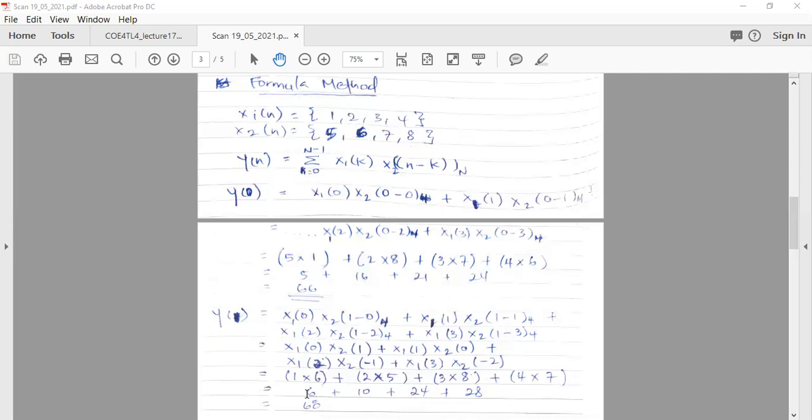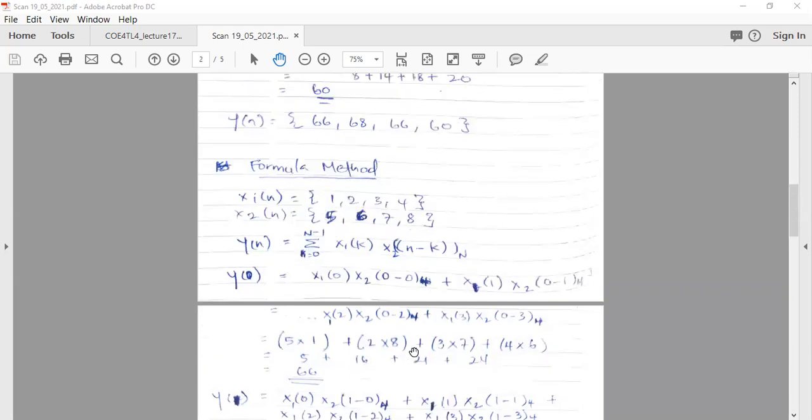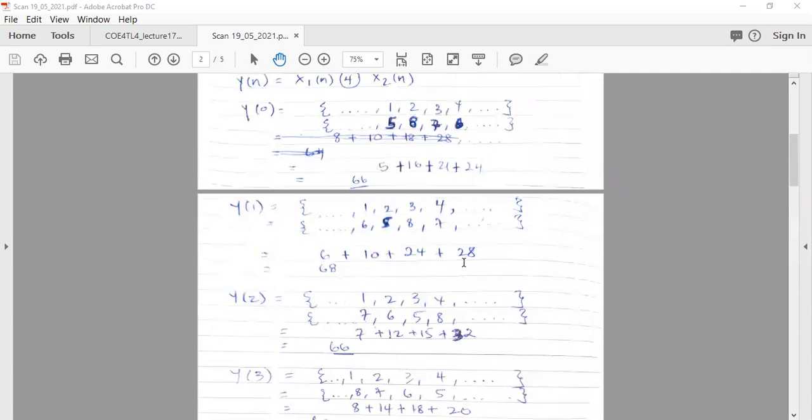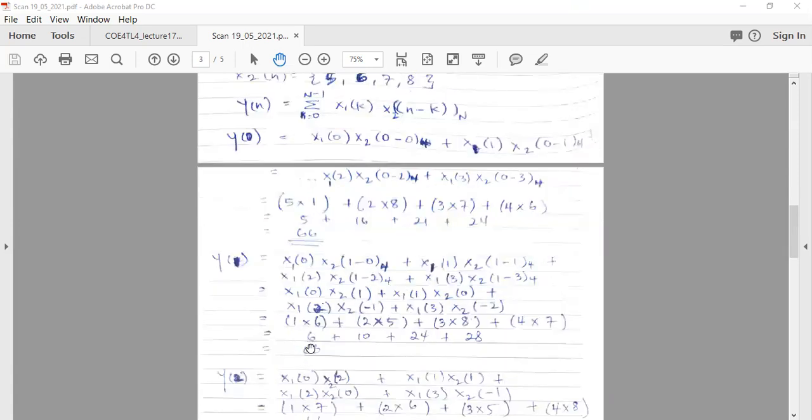Now, referring back to the graph method, what do we have? 6 plus 10 plus 24 plus 28, right? Keep that in mind. Going back to the graph, we have 6 plus 10 plus 24 plus 28. Again, we are getting the same values, isn't it? When we are adding in both the cases, that sum gives me 68. y of 1 is going to give me 68. From the formula method, I'm getting 68.